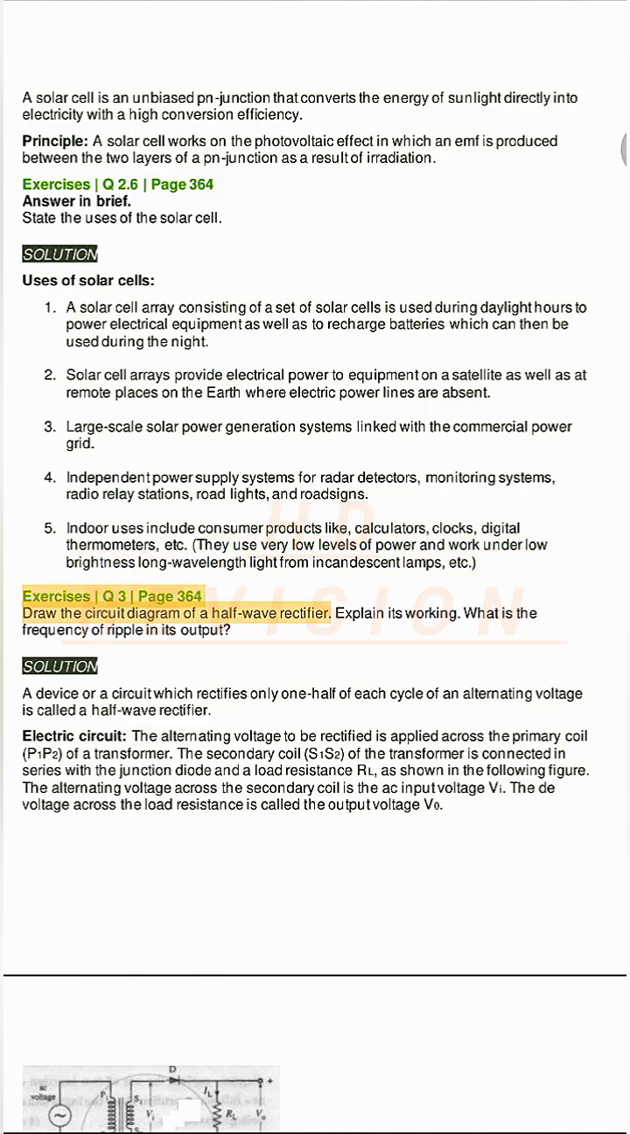Exercises Q3, page 364. Draw the circuit diagram of a half-wave rectifier. Explain its working. What is the frequency of ripple in its output?